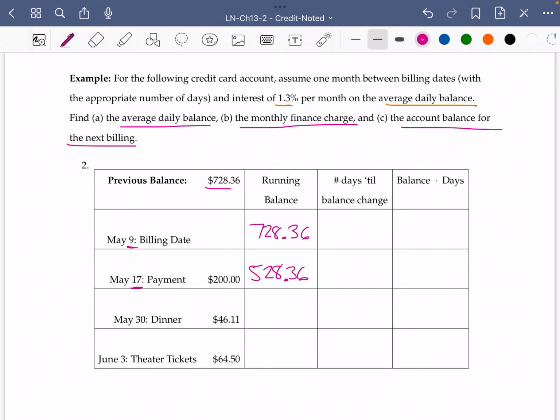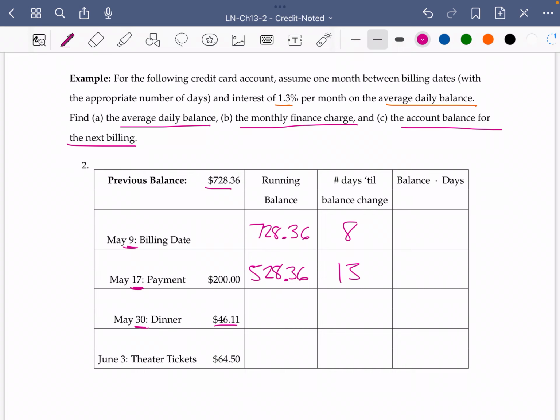And so now we owe $528.36. As we go from May 9th to May 17th, 8 days have passed. So there were 8 days that we owed $728, and then after that, that amount went down by $200, so now we only owe $528. We owe that amount from May 17th through May 30th, and so that is 13 days.